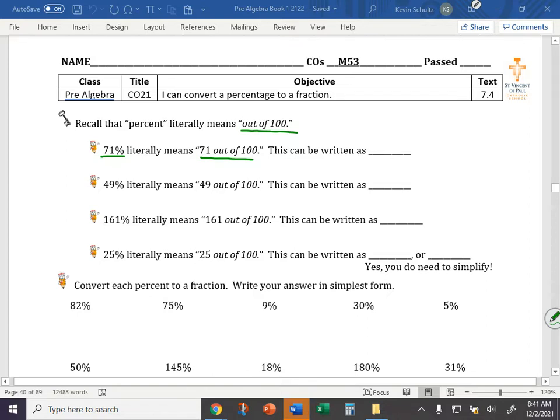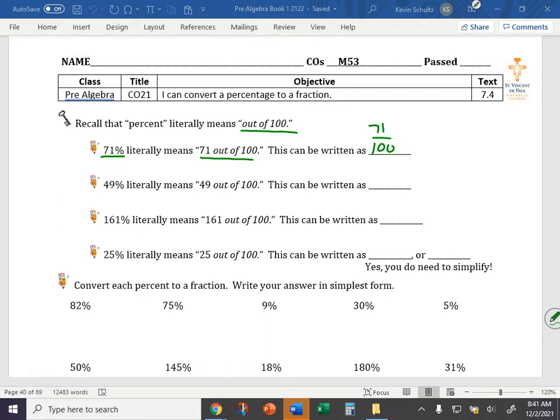Kate, how do you write 71 out of 100 as a fraction? 71 over 100. 71 hundredths, and you're done. If you recall, going from a fraction to a percentage, our goal was to get that denominator of 100, because then it was just 71 hundredths, 71%. To get back to a fraction, you take your percentage and put it over that 100.